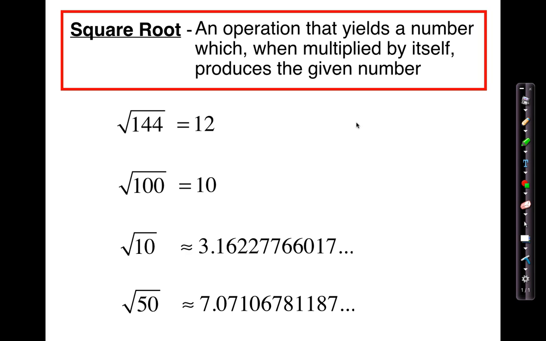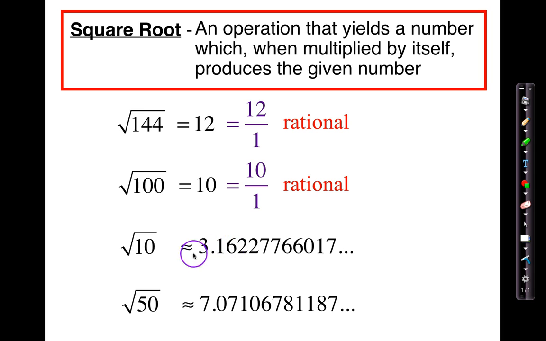So how can I classify them? Well, if the square root is a perfect square, which means I can figure out the number that when I square it gives me back this number, then it is a rational number. Because again, I can write 12 as a fraction, the same way I can write 10 as a fraction, 10 over 1. It is rational. Now, with this example here, it does not terminate, it does not repeat, therefore there's no way for me to write it as a fraction, so it's irrational. Same thing here, it does not terminate, it does not repeat. So, for those reasons, I can't write it as a fraction, and because of that, it is considered to be irrational.